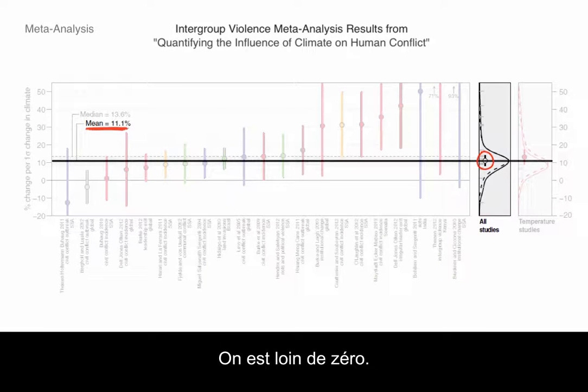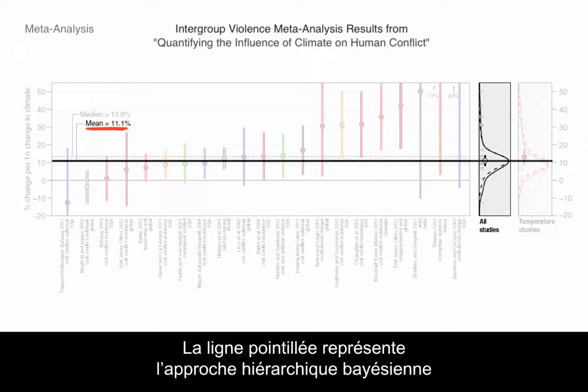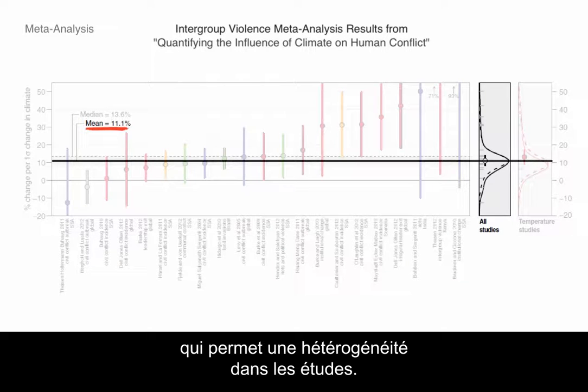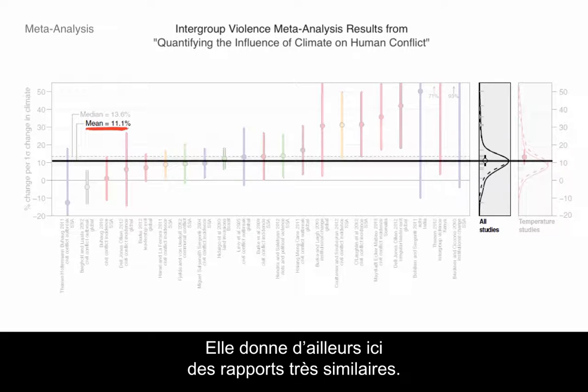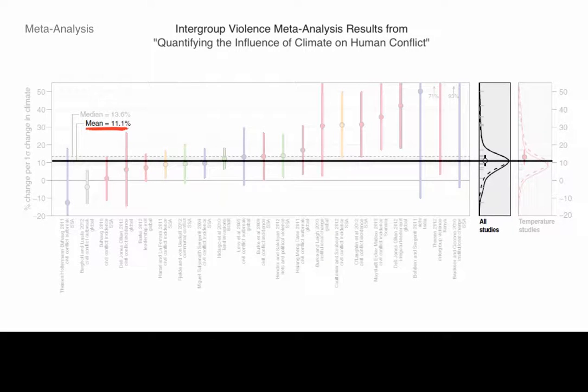This is far away from 0. The dashed line here is the Bayesian hierarchical approach, allowing for heterogeneity across studies. And it yields actually a very similar relationship here.